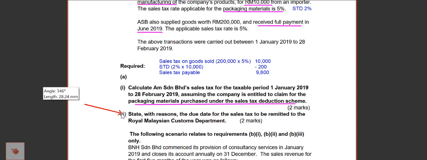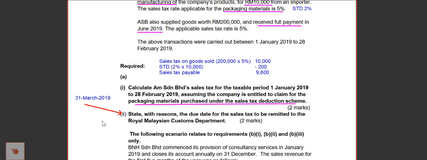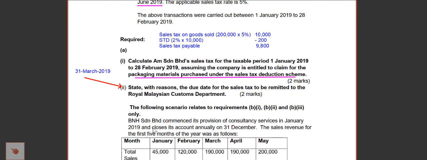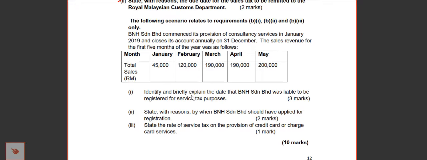Now then they ask you the next question. This is the same question like what we see just now. When will the sales tax due to be remitted? Now, if your taxable period is 28th of February, then it's 31st March 2019. The reason is the same, right? It must be the end of the month following the end of the taxable period.